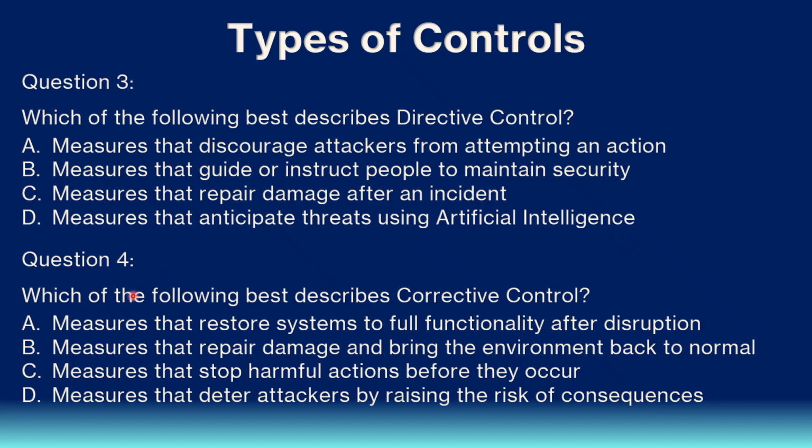Question 4. Which of the following best describes corrective control? Measures that restore the system to full functionality after disruption, repair damage and bring the environment back to normal, stop harmful actions before they occur, or deter attacks by raising the risk of consequences.